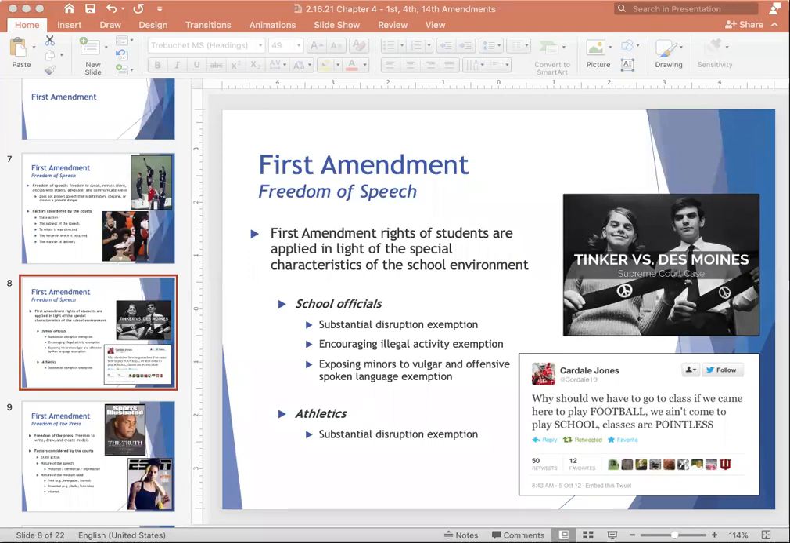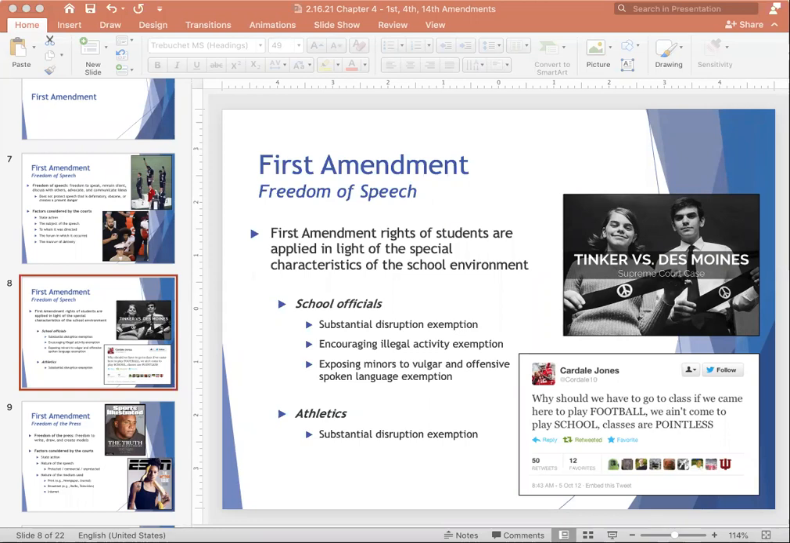There are a couple other exemptions that school officials receive. Students cannot encourage illegal activity. If they do, that speech can be restricted. And then also, there is a general notion that school officials are almost guardians for minors when they're away from their parents. And so to protect minors from vulgar and offensive language, school officials can prohibit certain types of speech, like sexually explicit speech in front of children, for example. So a few exemptions I wanted you to be aware of.